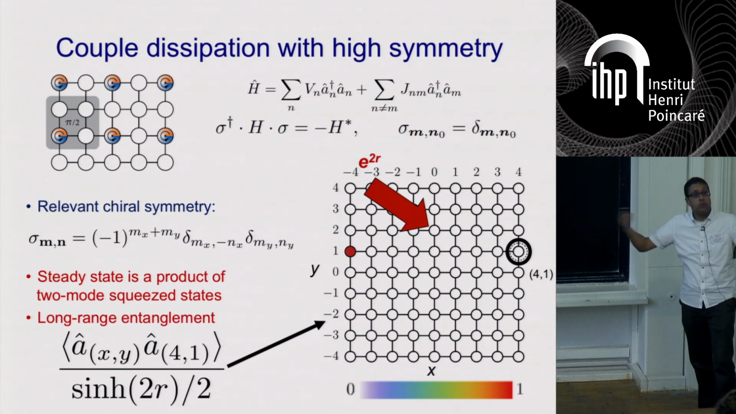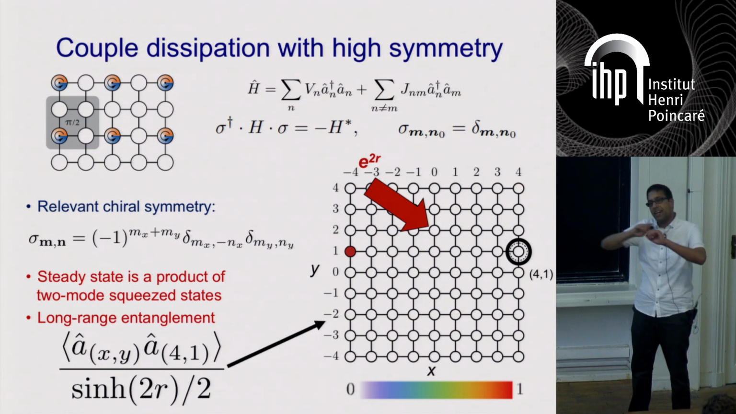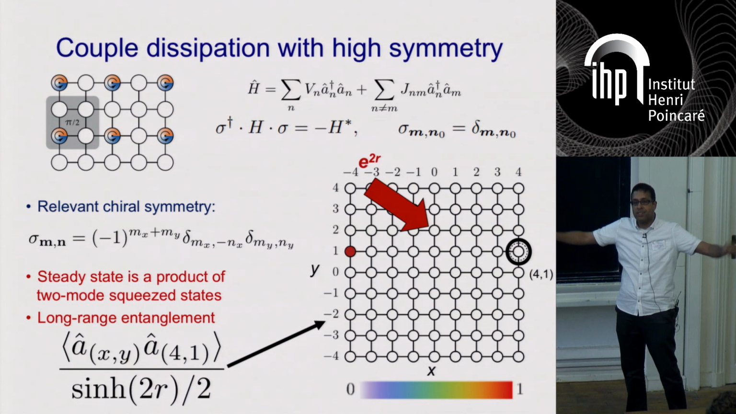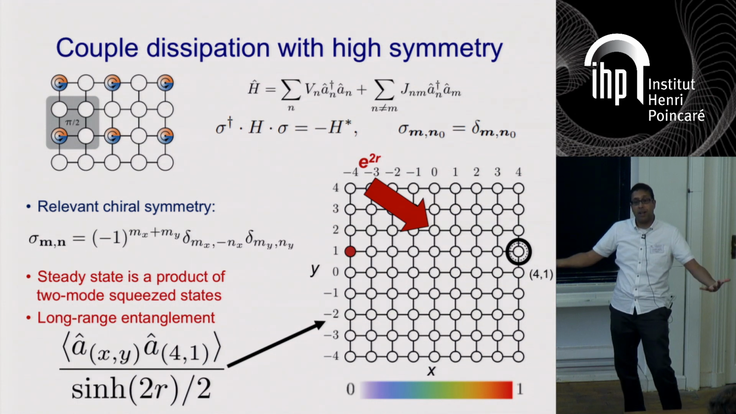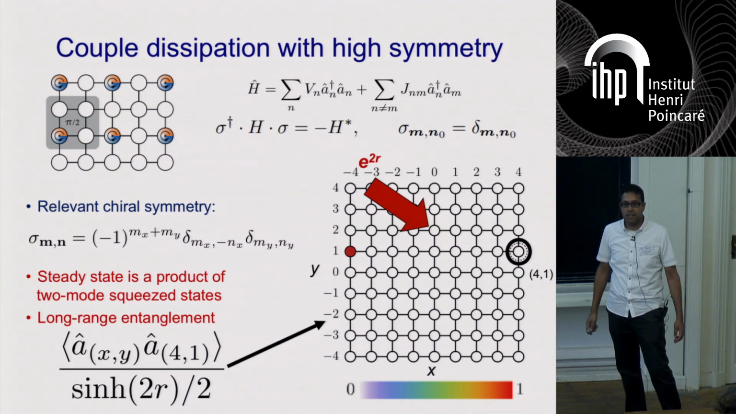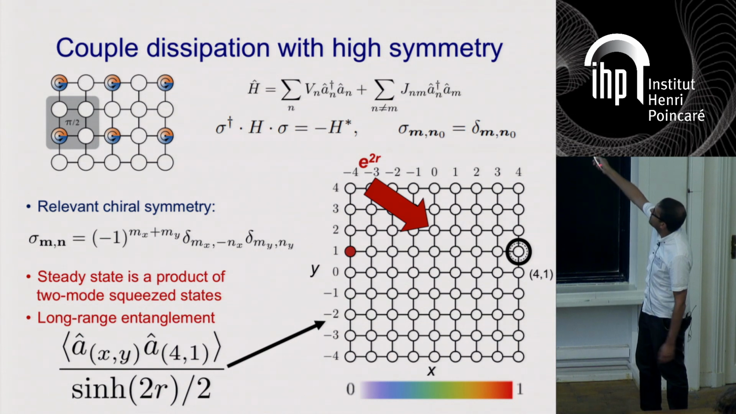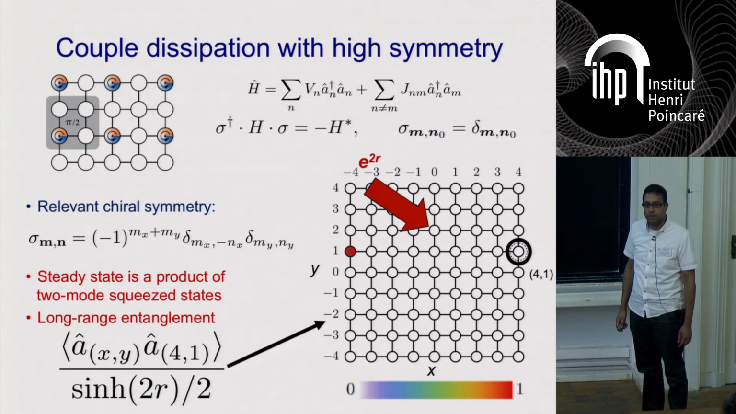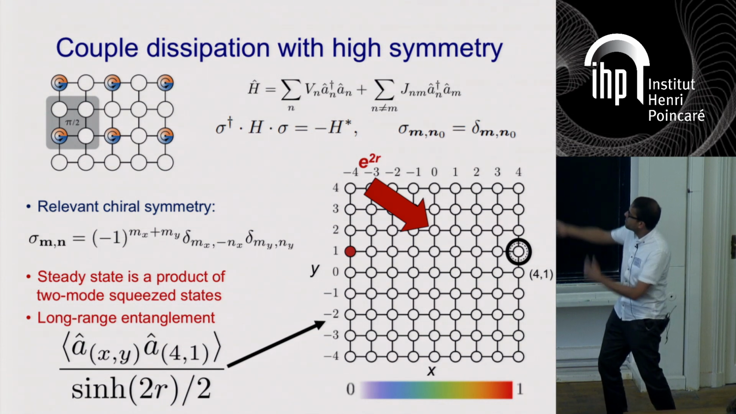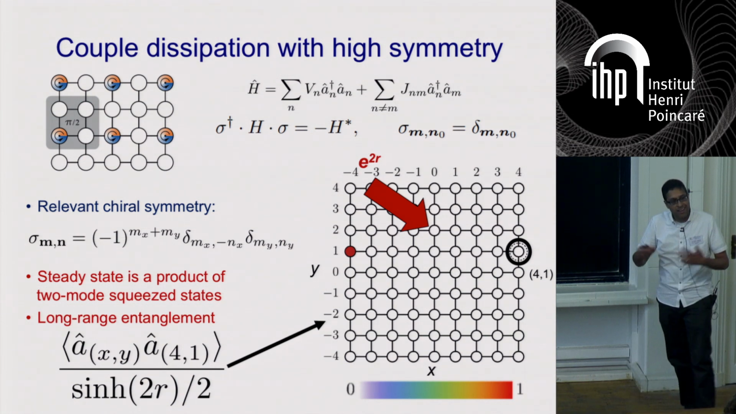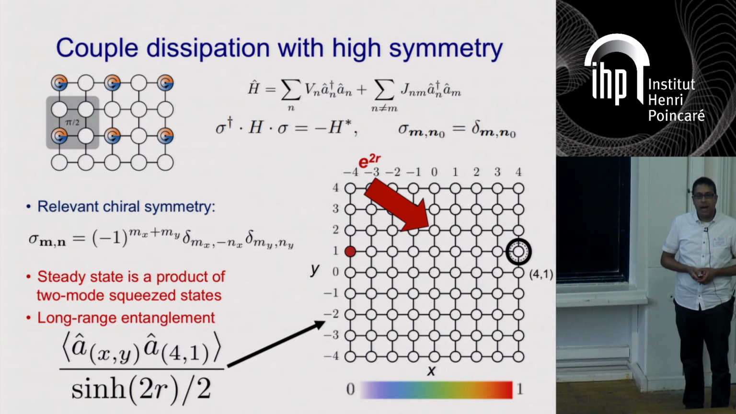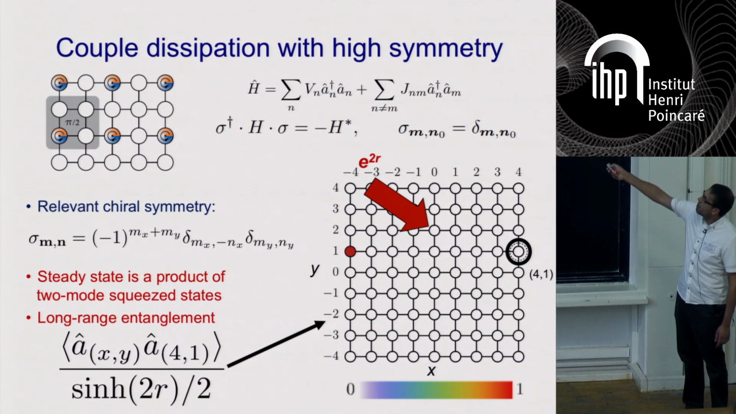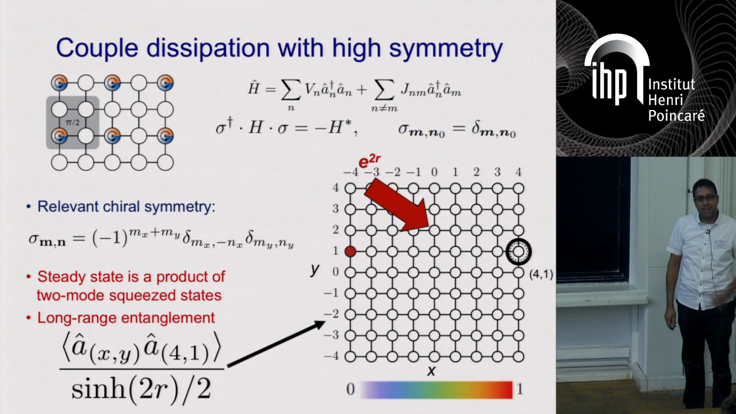So this is sort of like a 2D generalization of that example from Zappilli and coworkers. The steady state is just a product of two-mode squeezed states. Every site is entangled only with its mirror image. Okay, so that's all nice and well. It follows from the symmetry operator really easily. How do we make things a little bit wackier? Well, what if I put my coupling to dissipation on a site that doesn't have a lot of symmetry?